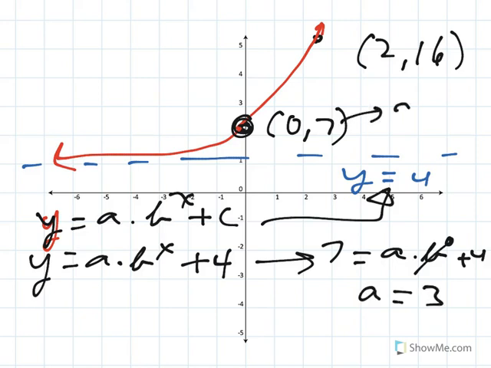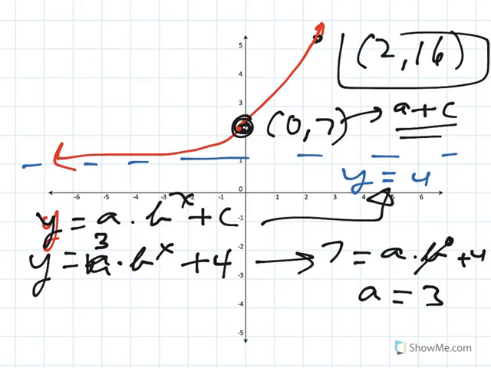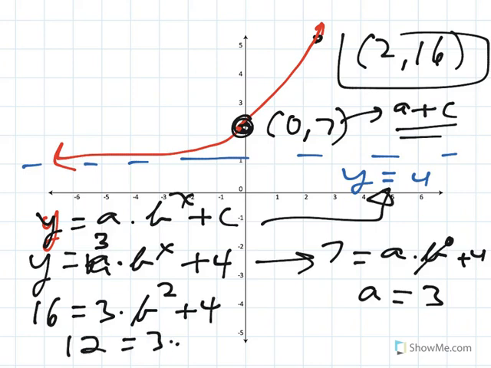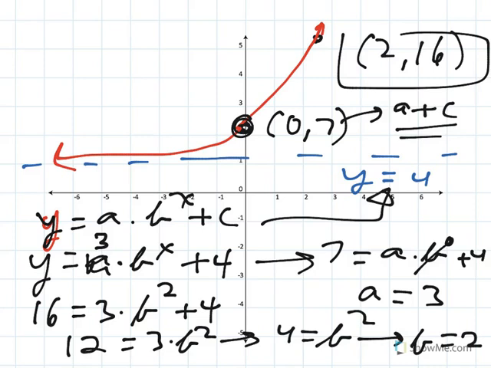And in general, the 7 is going to be a plus c. So once we knew c was 4, we knew a had to be 3. And now I've got a and c figured out. To figure out b, all you have to do is take the other point, the (2, 16), plug in 16 for y, plug in 2 for x, subtract 4 from both sides, divide both sides by 3, and b is equal to positive 2. So the answer is y is equal to 3 times 2 to the x plus 4.